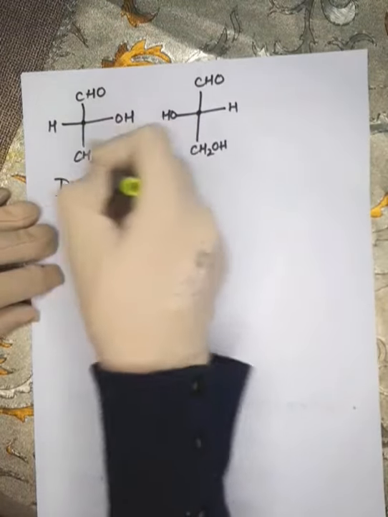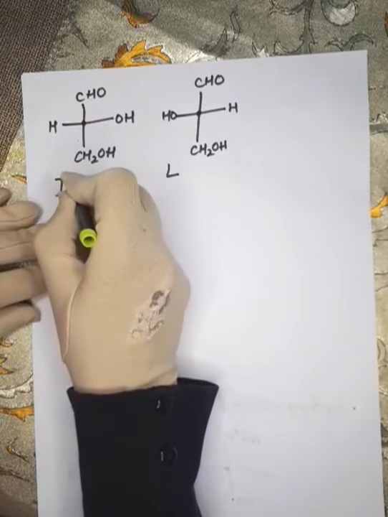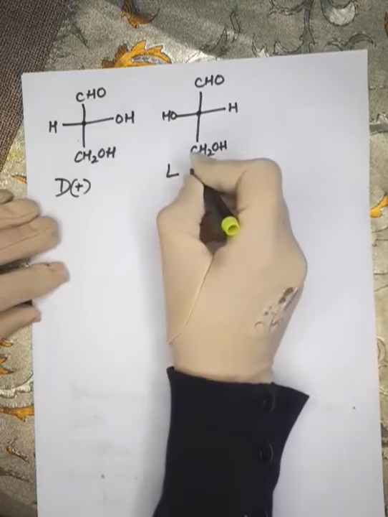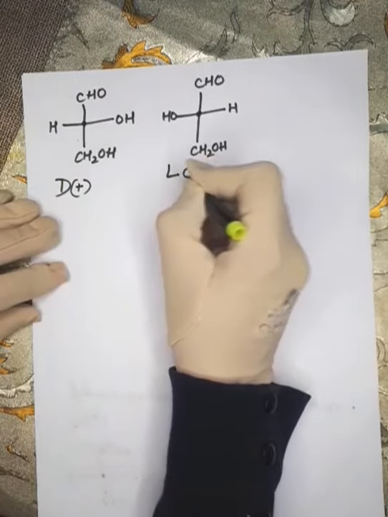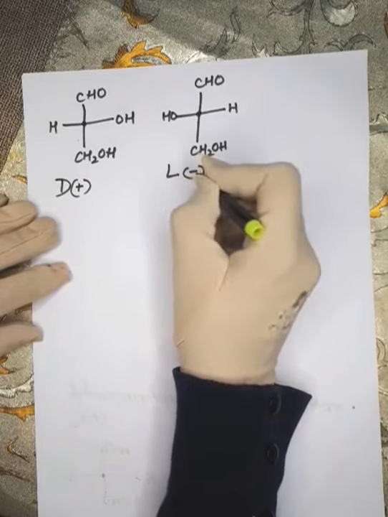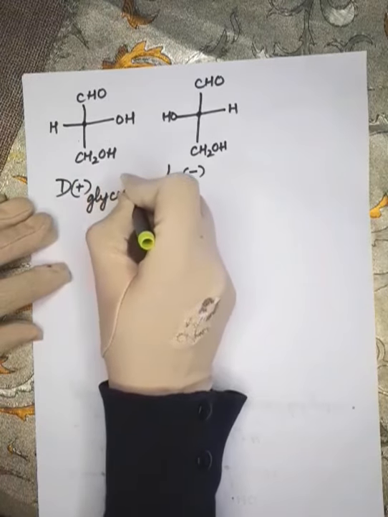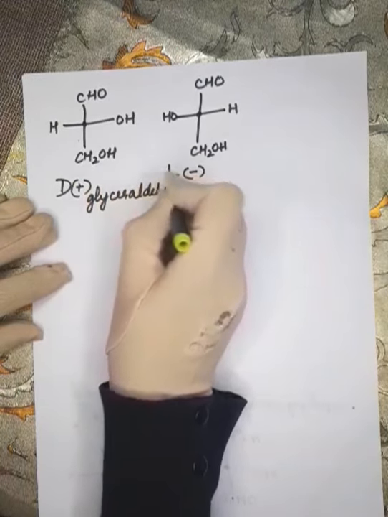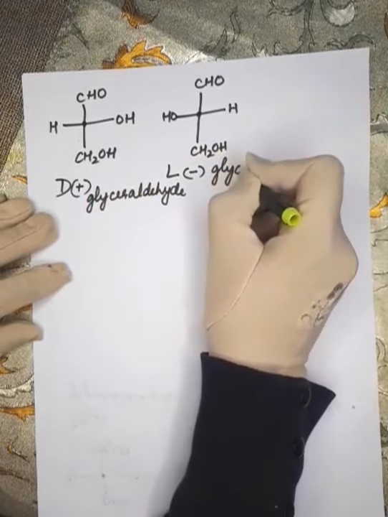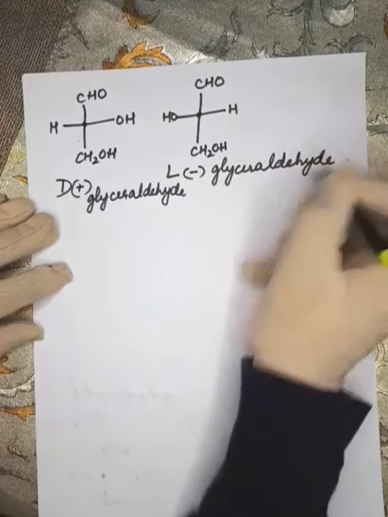If this glyceraldehyde rotates the plane of plane polarized light to the right, then it will be assigned the plus sign. And here if it rotates the plane of plane polarized light to the left, then this negative sign will be written along with it. D plus glyceraldehyde. And this will be L minus glyceraldehyde.